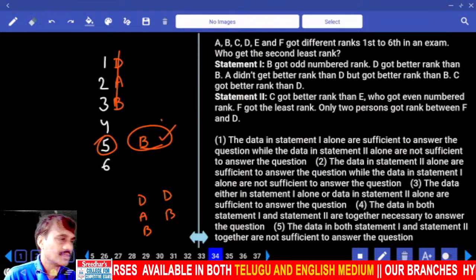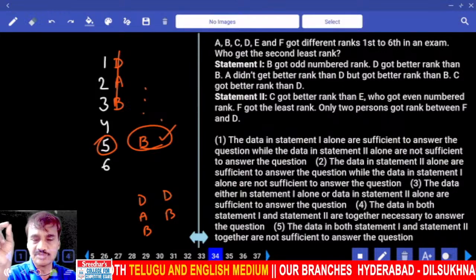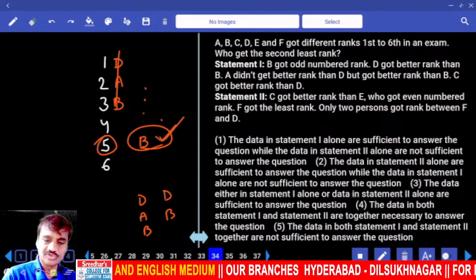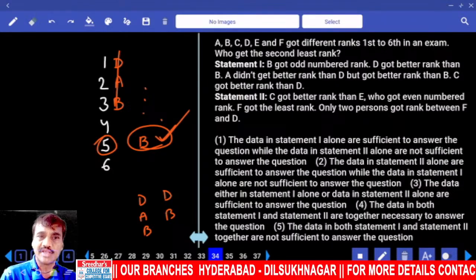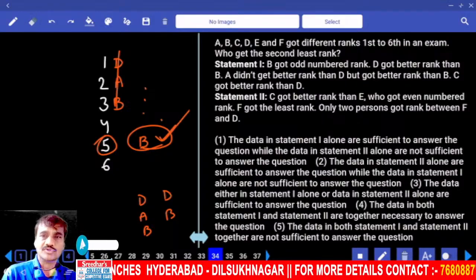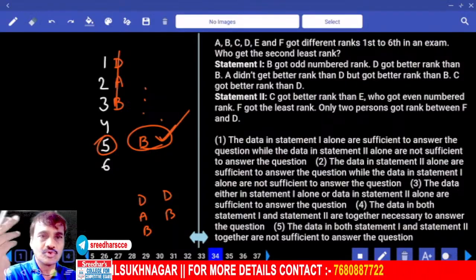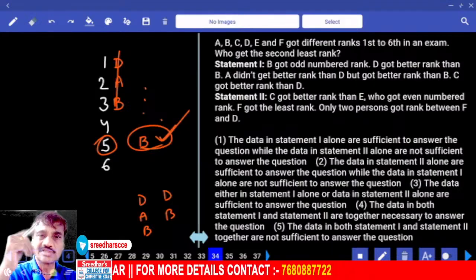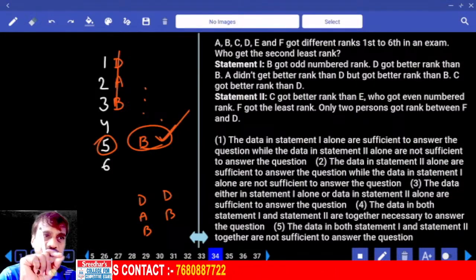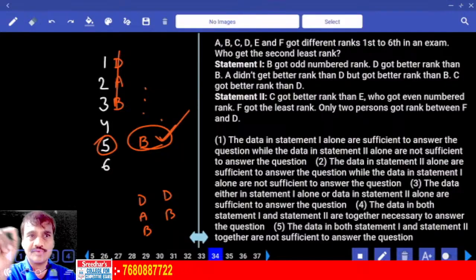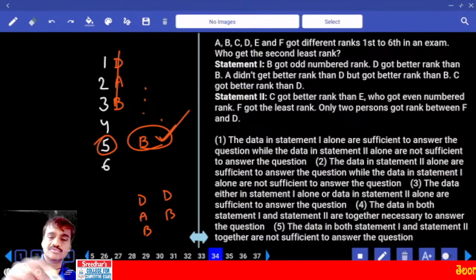Did you get the answer? Though the information about the remaining persons is not known, the question is about the second lowest ranker. Yes, we got B as the second lowest. So 1 alone is sufficient as of now. As you have got the answer with 1 alone, you cannot directly go for the choice. Why? Because there is another choice called either or. That means 1 alone is sufficient, 2 alone is sufficient. So we need to check 2 alone also, though you got the answer with 1 alone.